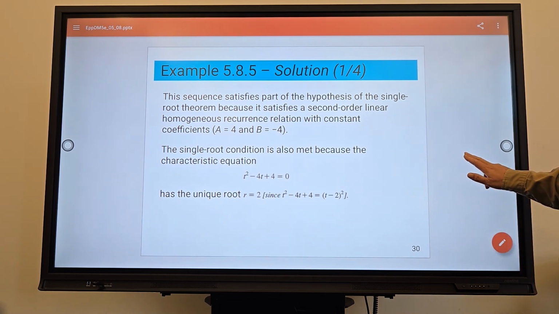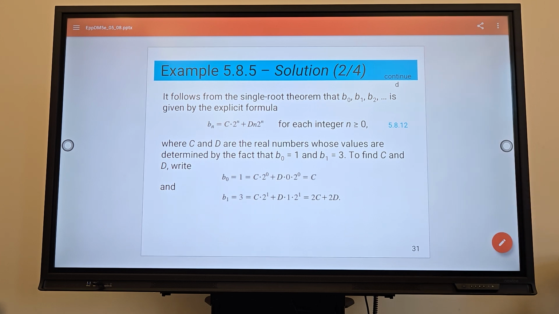So it follows from the single root theorem that the sequence B is given by the formula b sub n equals c times 2 to the n plus d times n times 2 to the n for each integer n greater than or equal to 0, where c and d are the real numbers whose values are determined by the fact that b sub 0 equals 1 and b sub 1 equals 3.